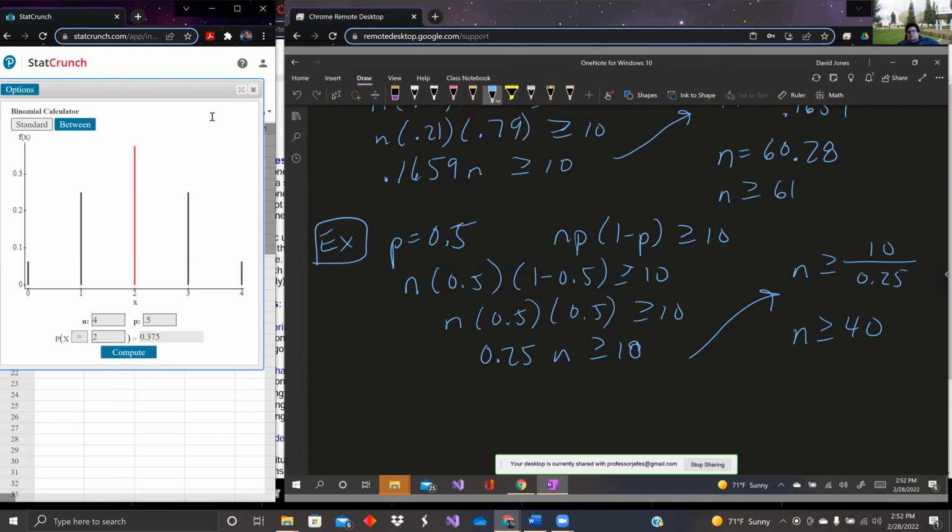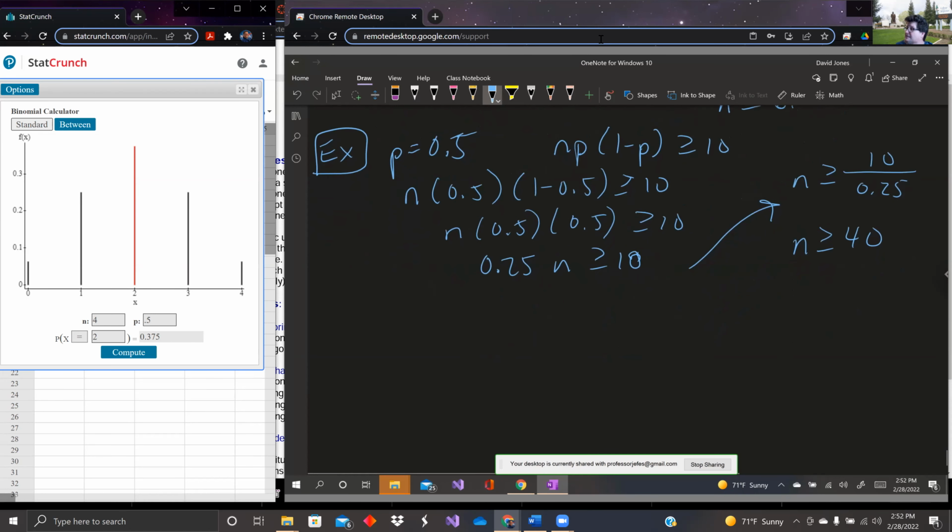But we like bell-shaped. Okay, so that's the binomial distribution. Any questions?